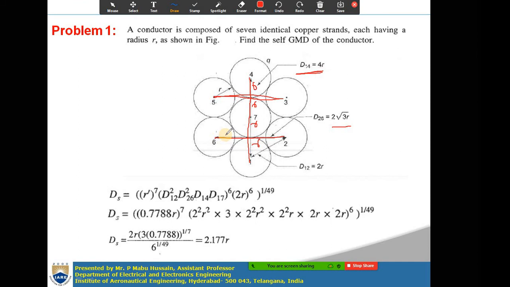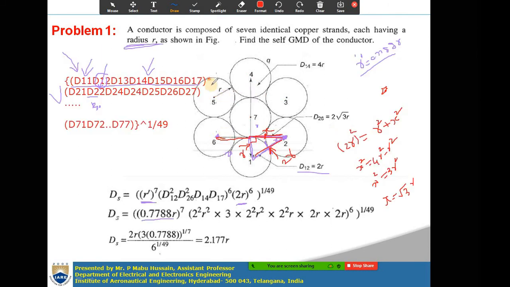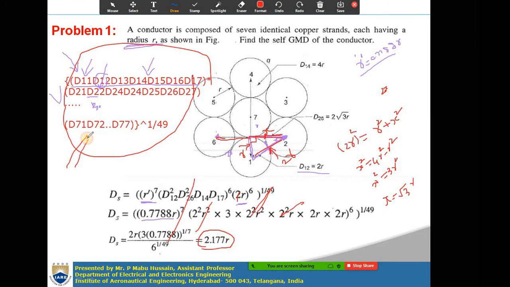D11, D12, D13, D21, D22, D23 up to D27, up to all distances you have to calculate, and you have to substitute into that particular equation which I wrote. So in this equation, if you substitute, finally you will get this value. So you forget about all these things. If you get confused, you just remember this equation.